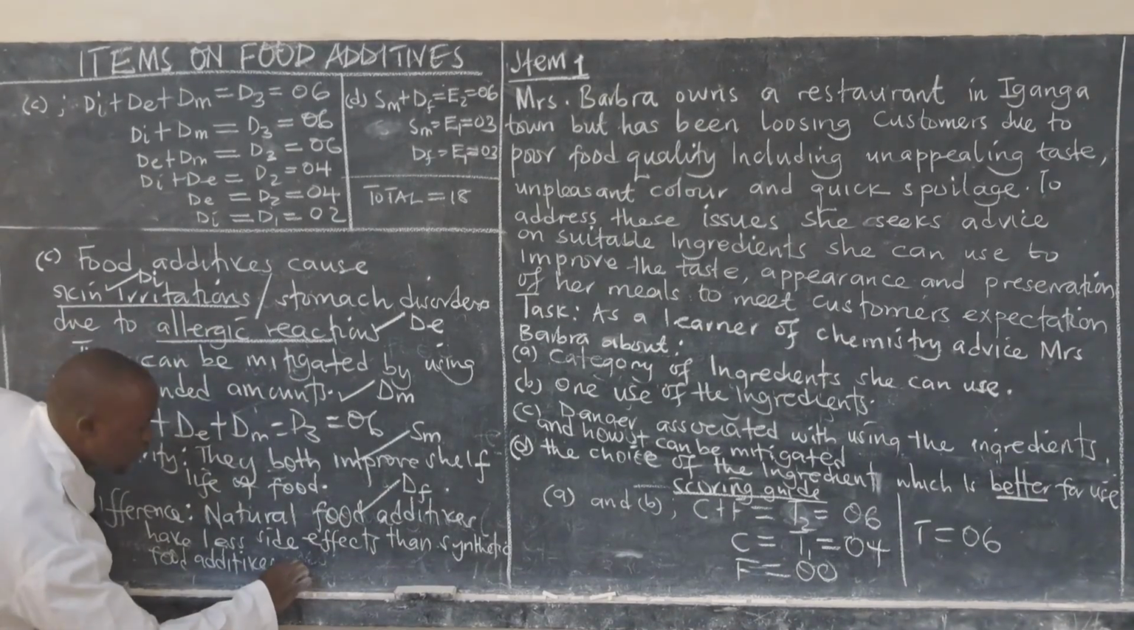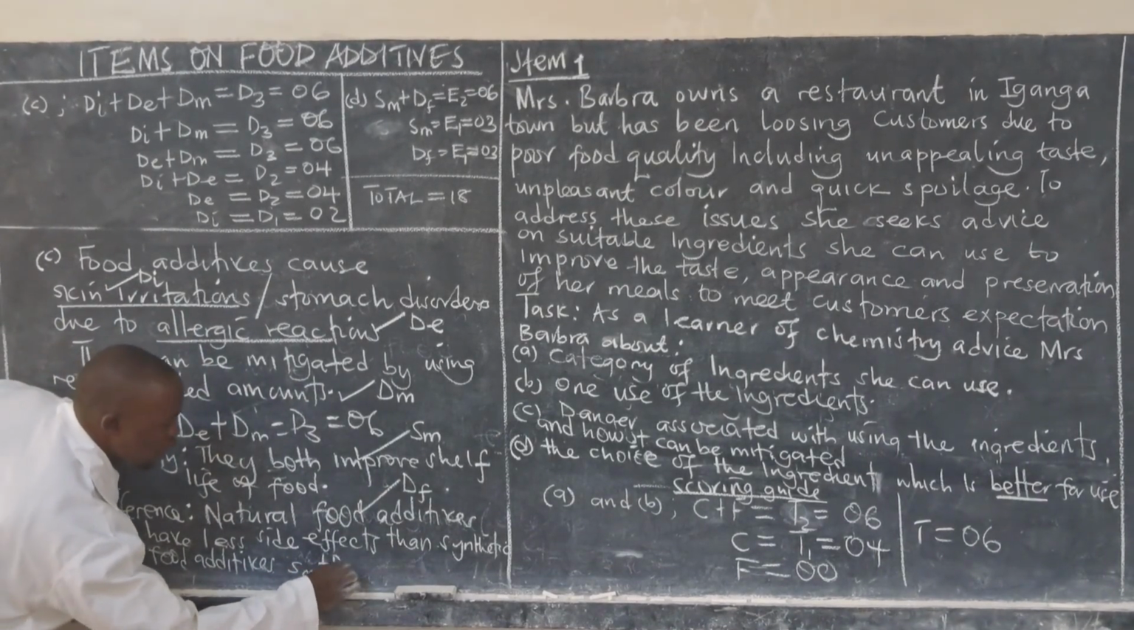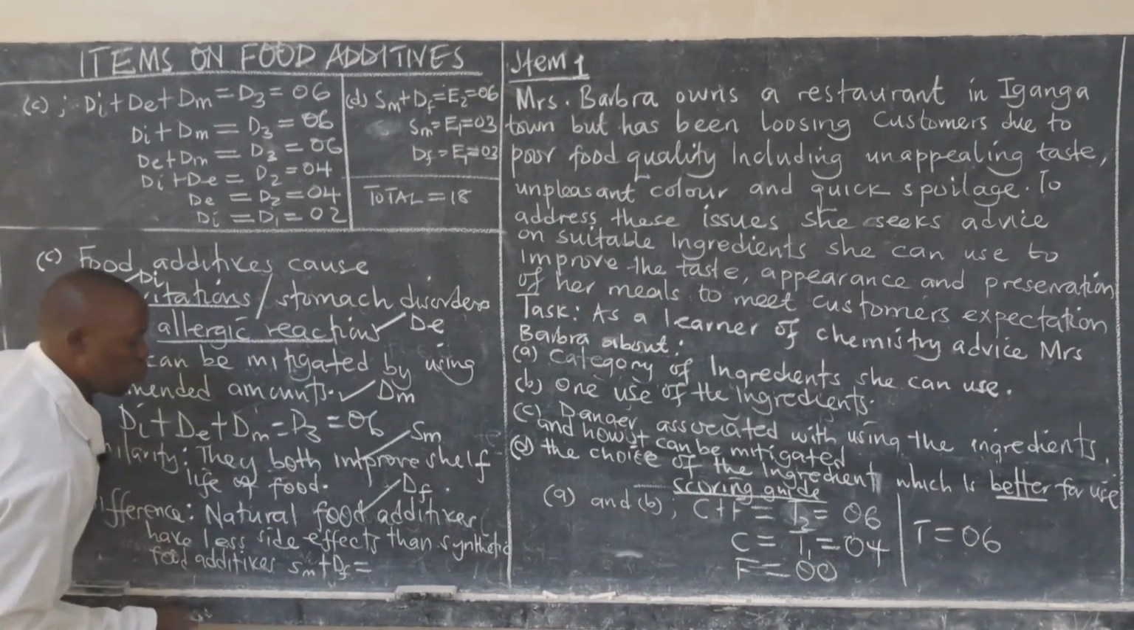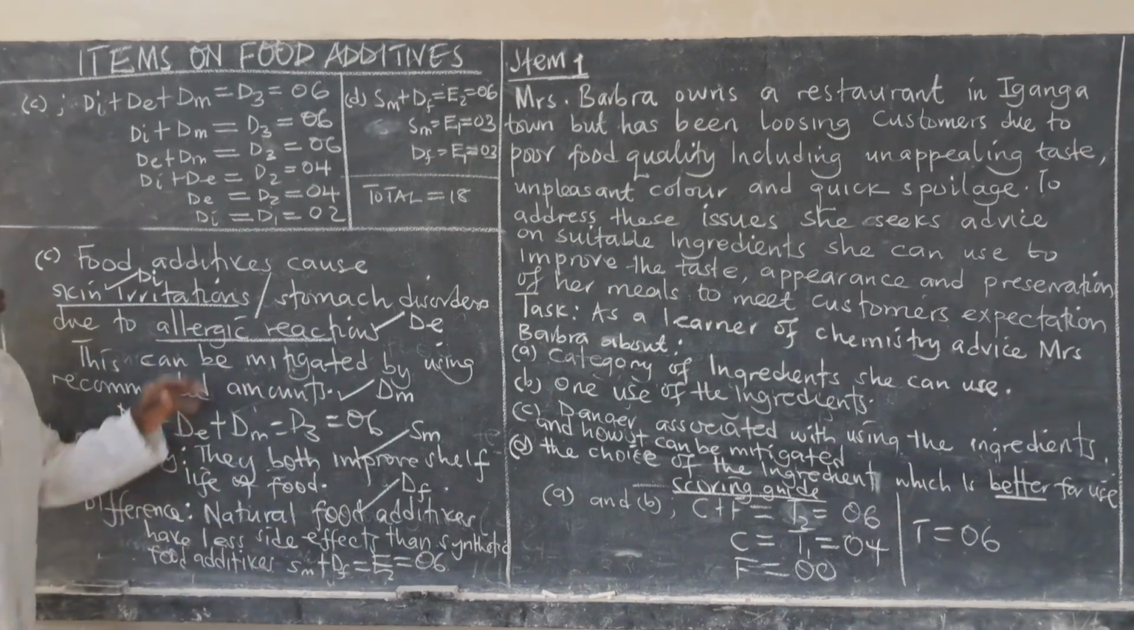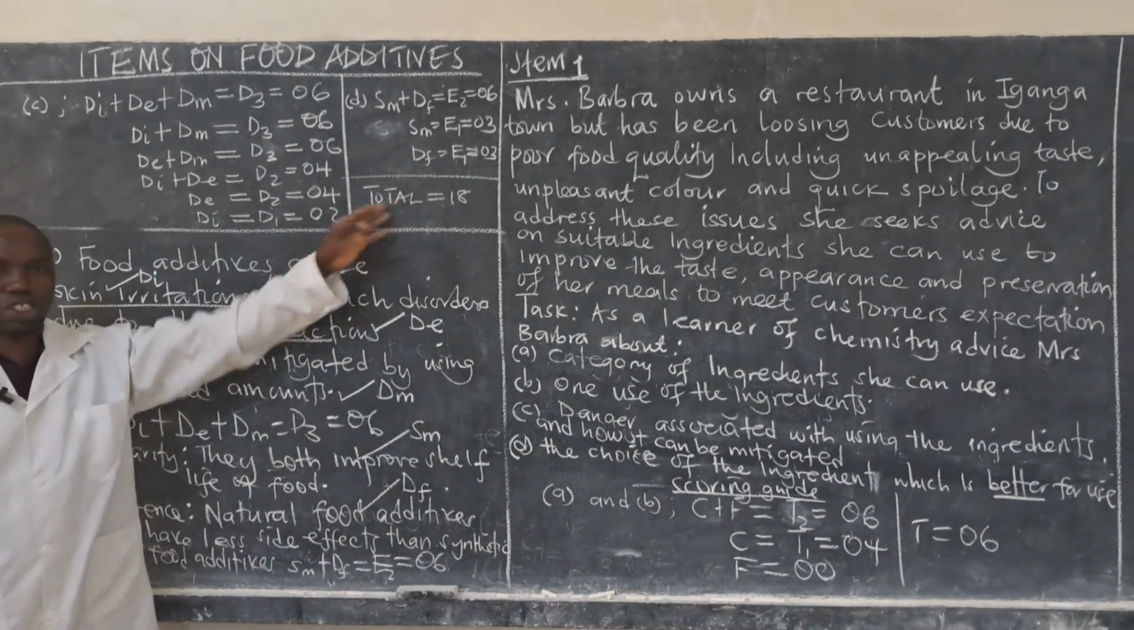Then we come here and say SM plus DF equals E2 equals 06. So the total score for this item is 18 scores.